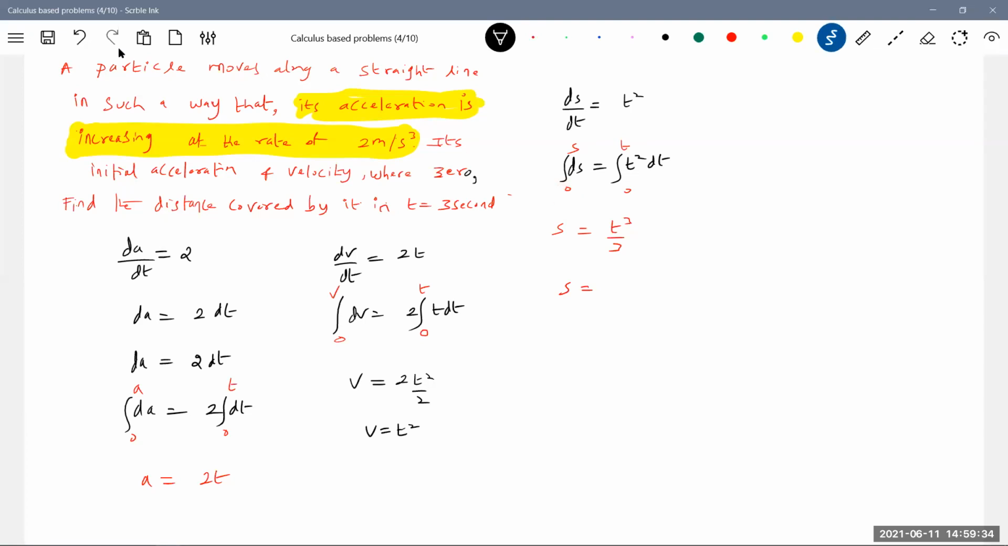I'll add this: at t equals 0, the particle is at origin. If it is not at origin, then you have to substitute the limit here. So this will become, now put 3. Nine meter.